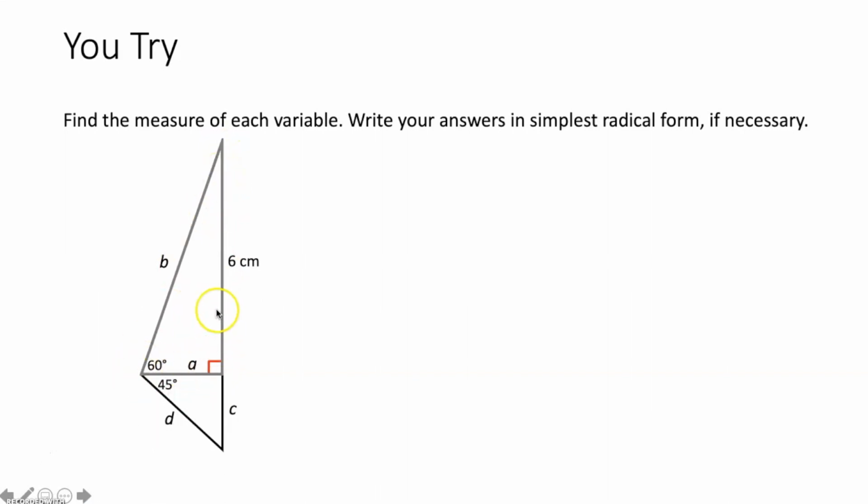Now, what do we know about this triangle? Well, we know that one of the angles is 60 degrees and one of them is right, meaning it's 90 degrees. So if we take 180 degrees, subtract 60 degrees, subtract 90 degrees, we're left with 30 degrees over here, meaning we have created a 30, 60, 90 degree triangle.